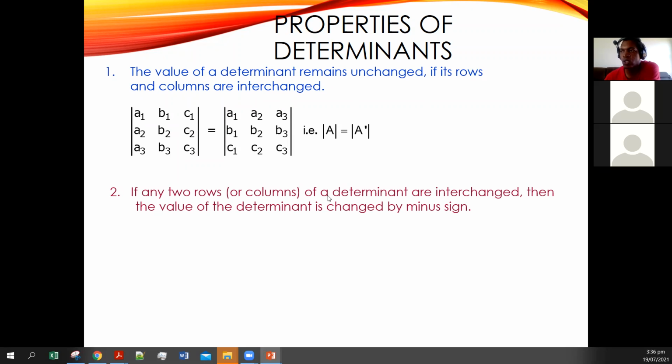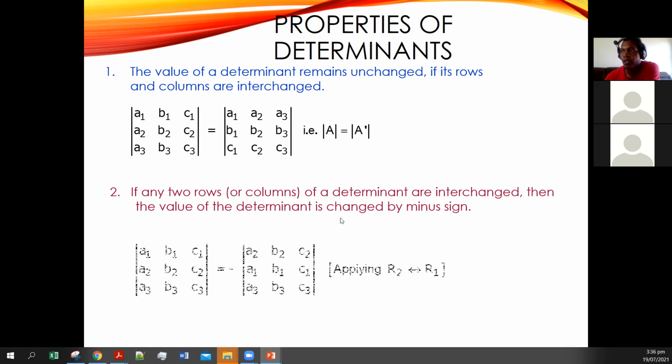If any two rows or columns of the determinant are interchanged, then the value of the determinant is changed by a minus sign. That is just the minus sign that we have over here. We'll just add a negative sign. Instead of doing minus plus minus plus, for the transposed matrix it's going to be plus minus plus minus. That's the only thing that is changing. If you see, the answers are slightly different.